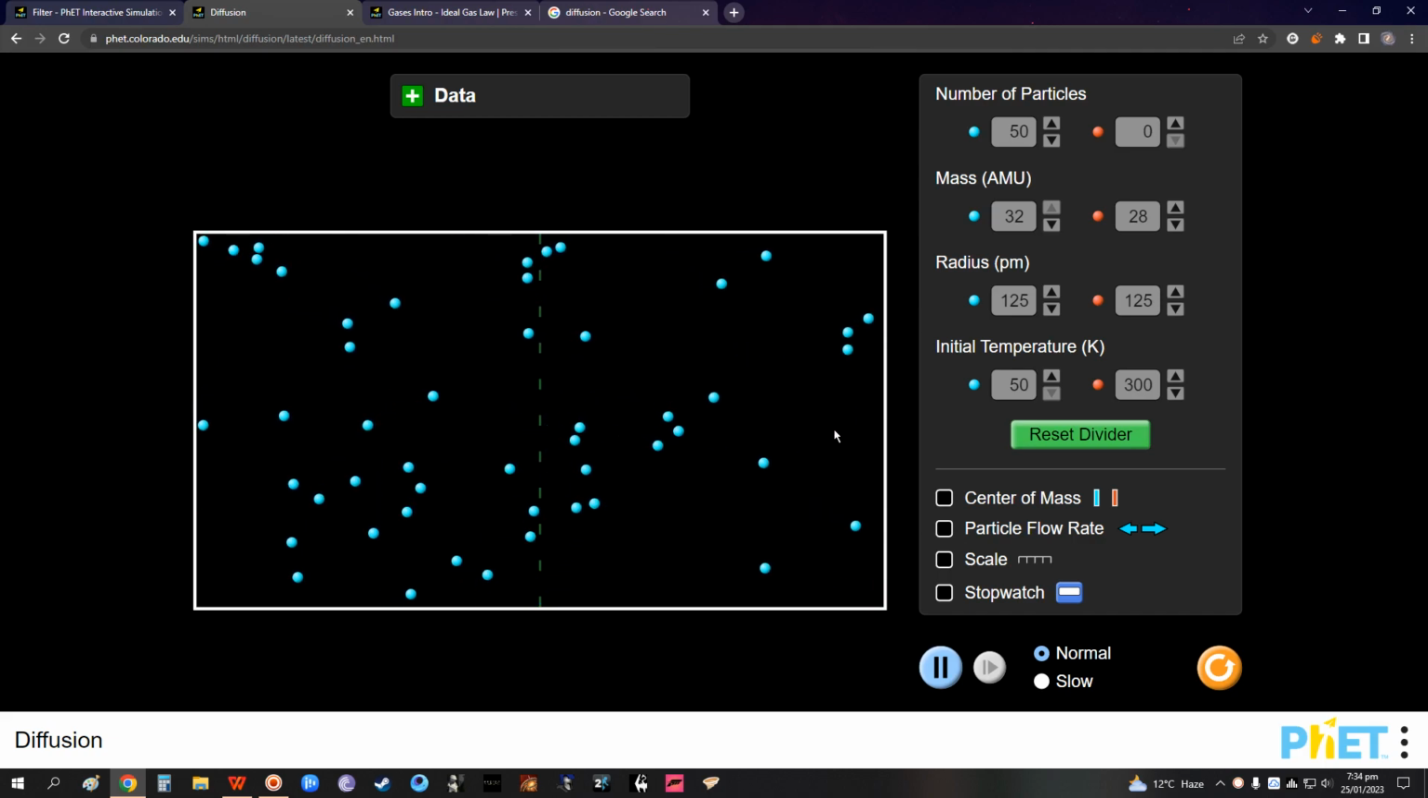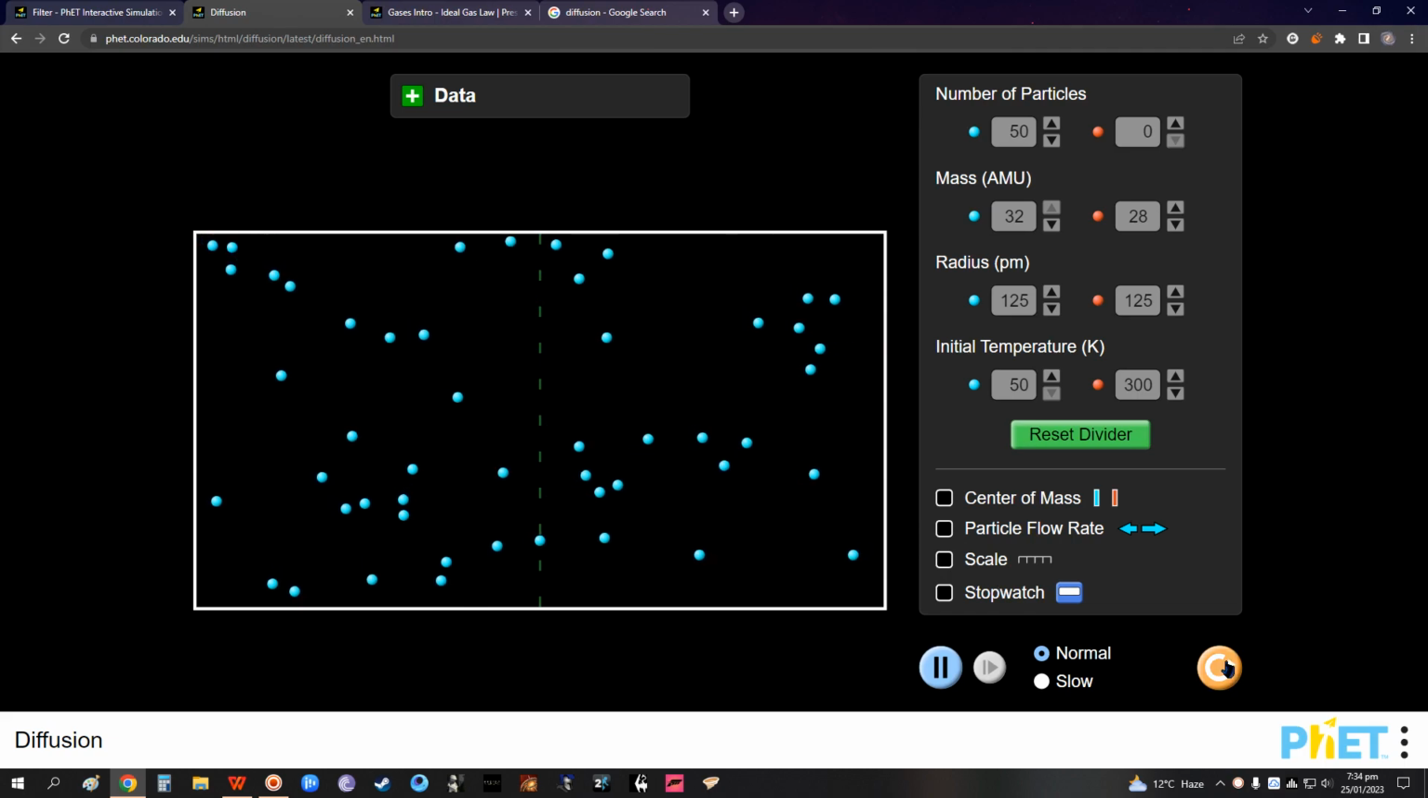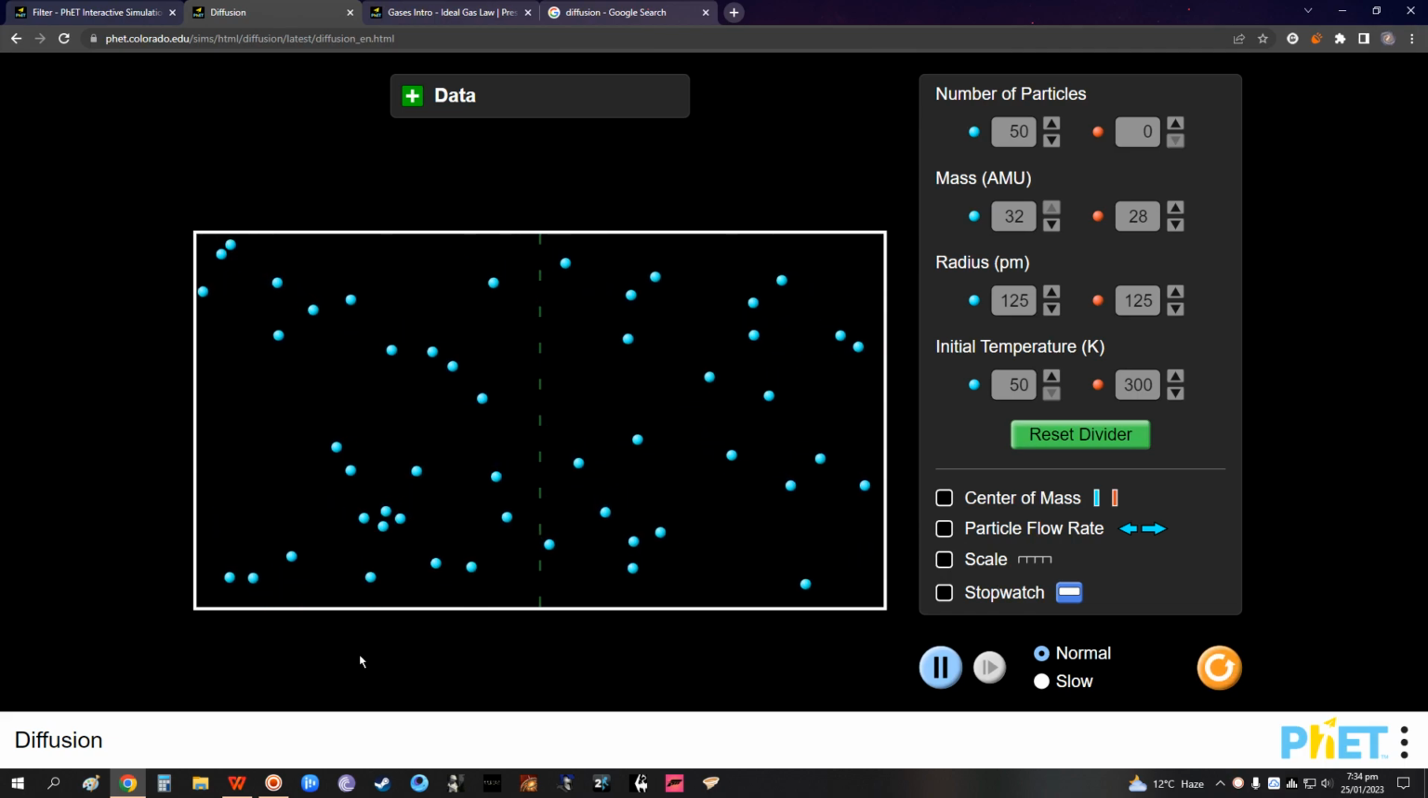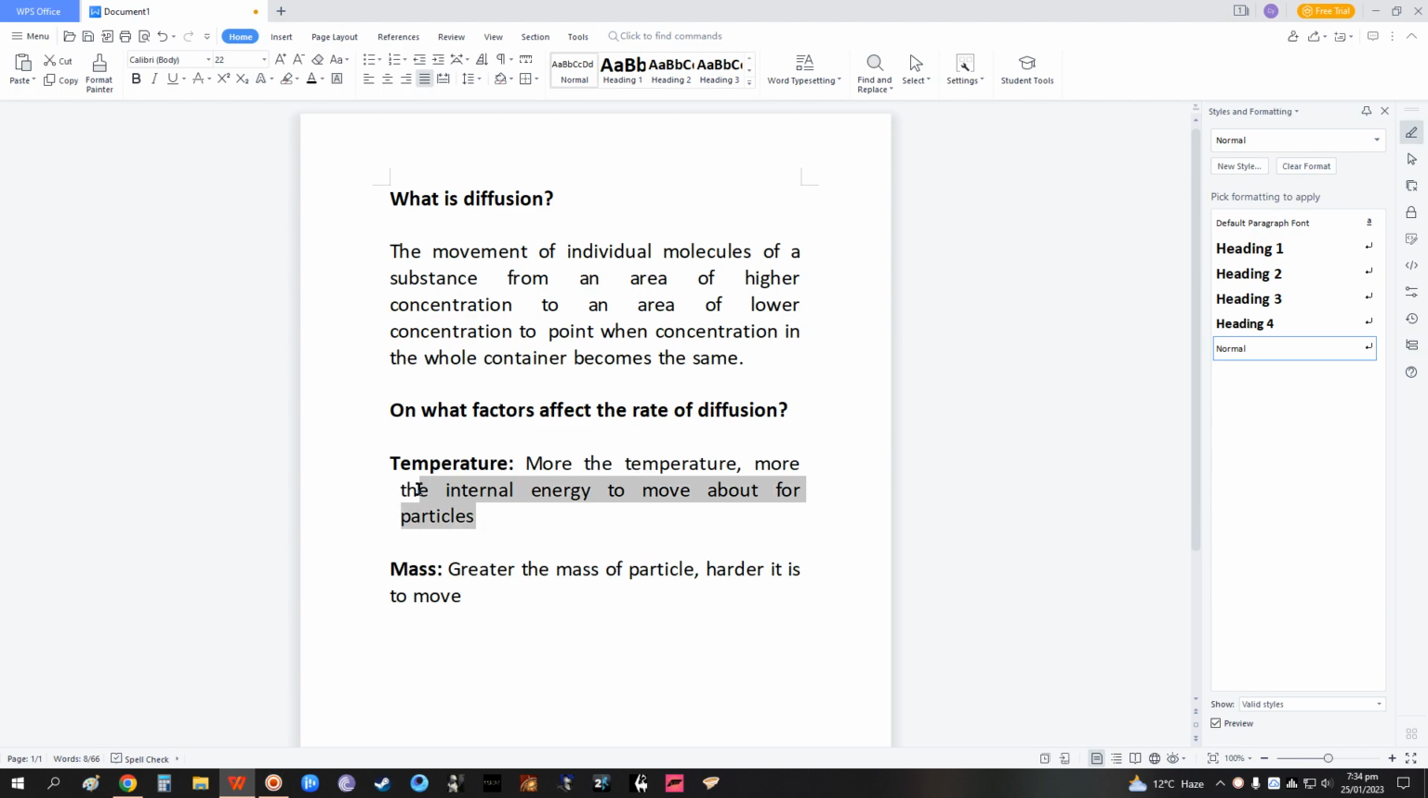Now we're going to experiment with two different particles as well, right? Now I hope you understand these two points: how the temperature is affecting, and how the increase or reduction in mass affects the rate of diffusion. The greater the mass, the less the diffusion. The lesser the mass, the greater the diffusion. It's an inverse relationship. In terms of temperature, we have a direct relationship. The more the temperature, the more the internal energy to move about. Hence, faster diffusion is going to occur, right? I hope these two are clear and we understand what diffusion is.